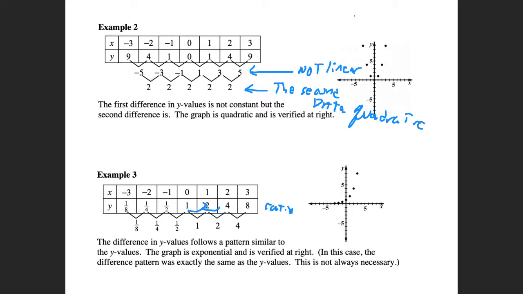And that means it is exponential. But there's no test. There's no first difference test or second difference test. You just have to notice that they're always going up by the same multiple. So if the same ratio goes up, then it is an exponential set of data.